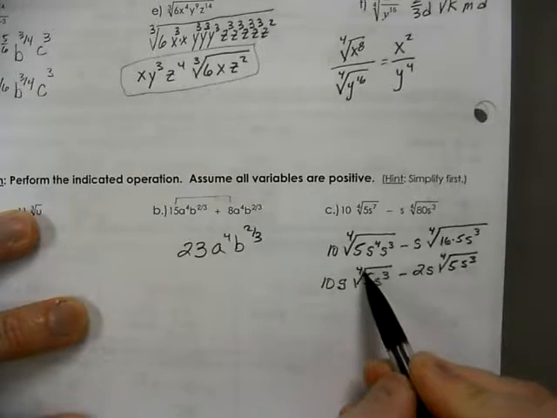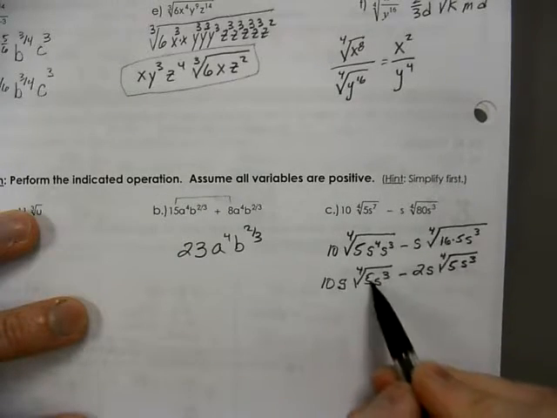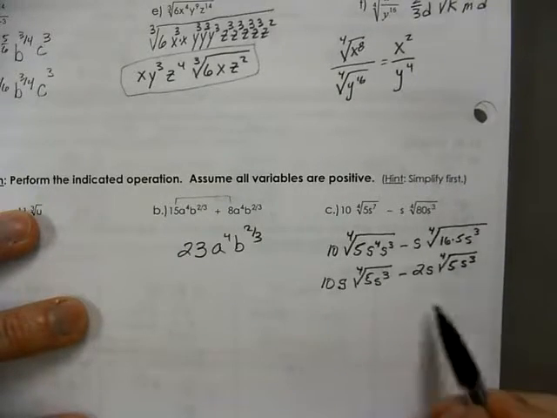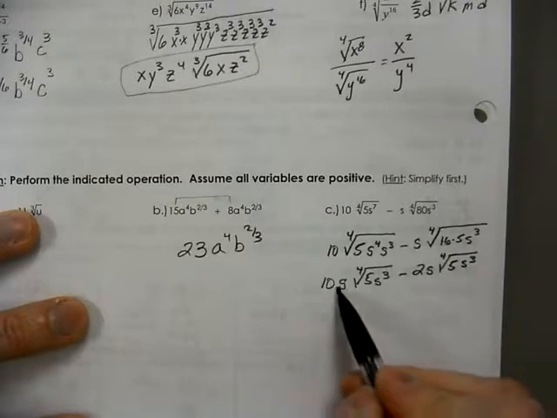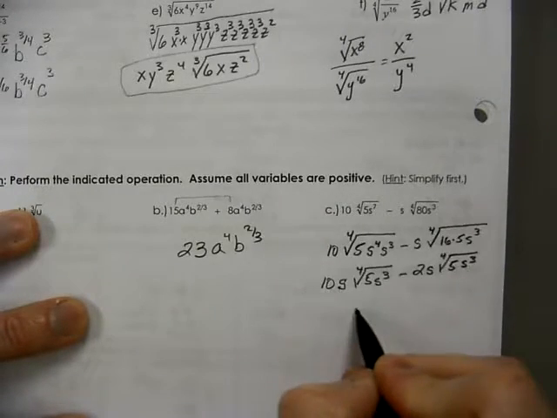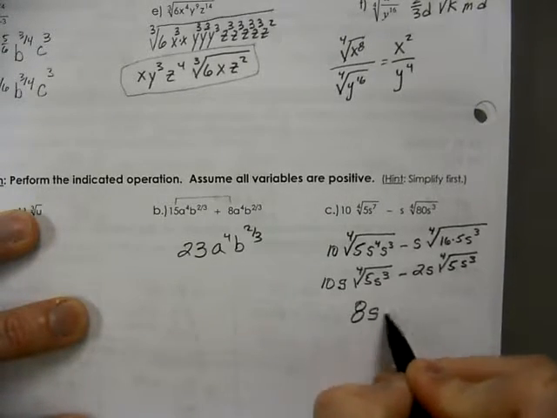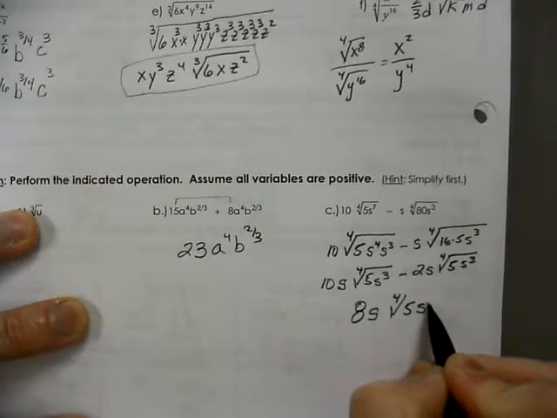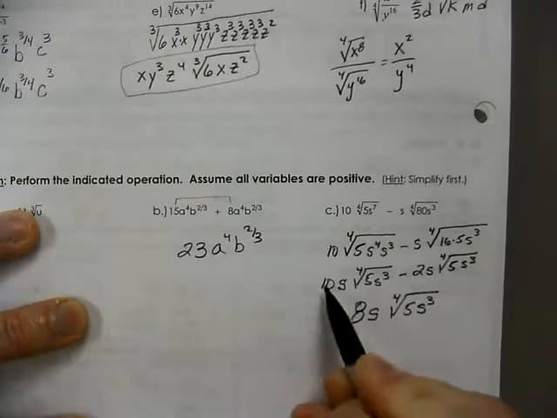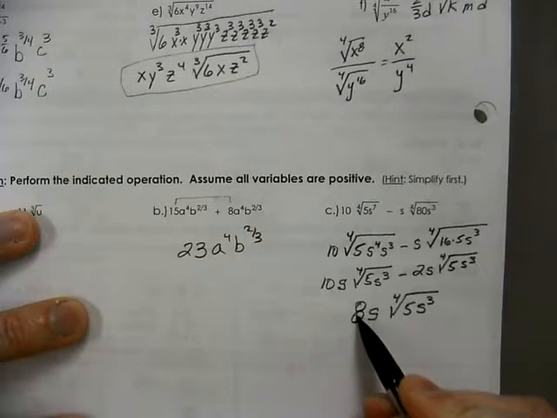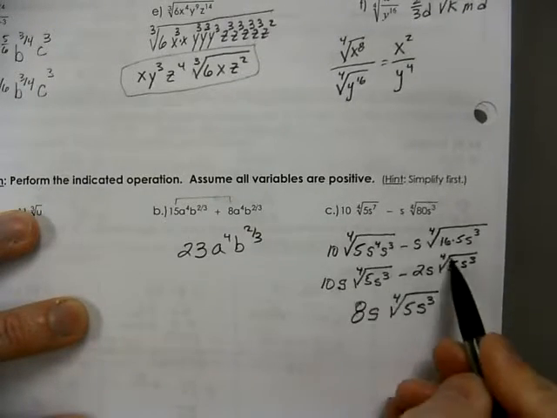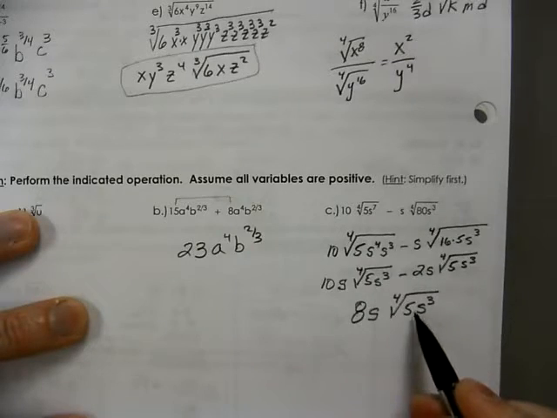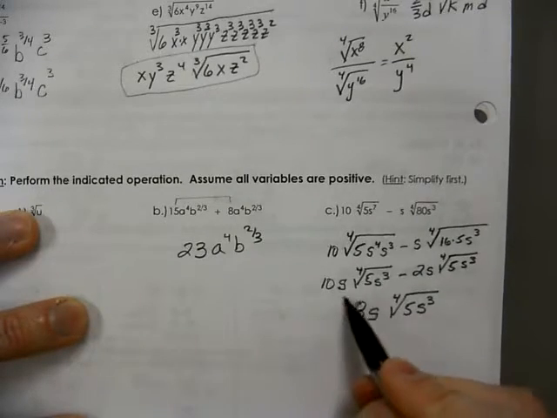So look at what just happened. The indexes are the same. The 5's are the same. The s cubes are the same. The numbers on the outside are like terms. 10 minus 2 is 8, and our radicals are exactly the same, so we keep it all together.